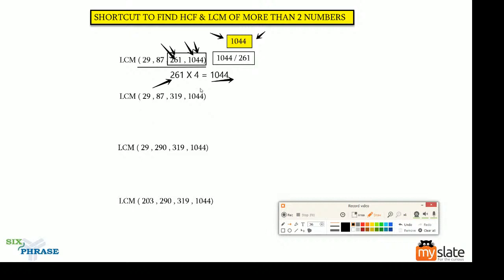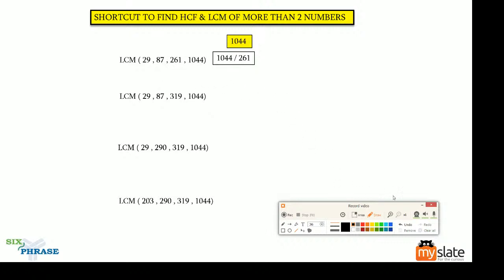So 261 is already a part of 1044. When you are finding LCM, you don't need to have it separately. That is why we are clubbing. This is the reason for clubbing both of the numbers.